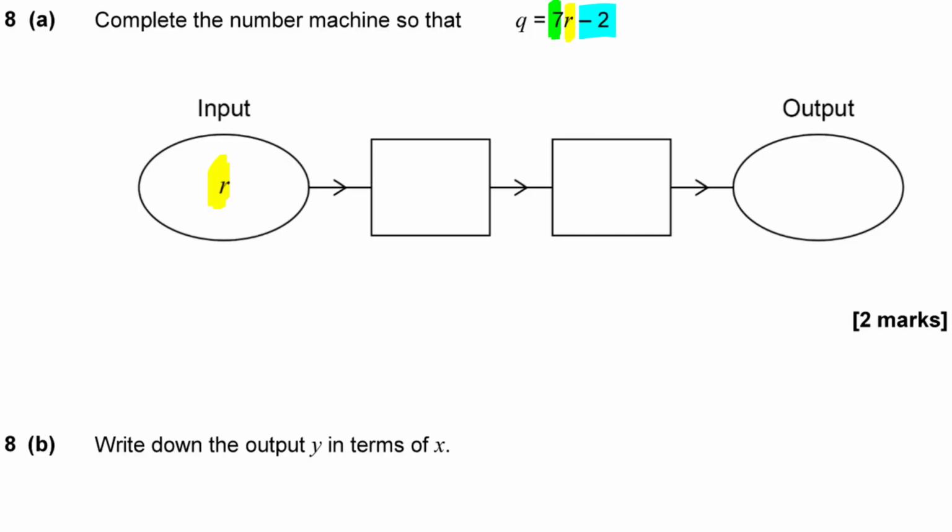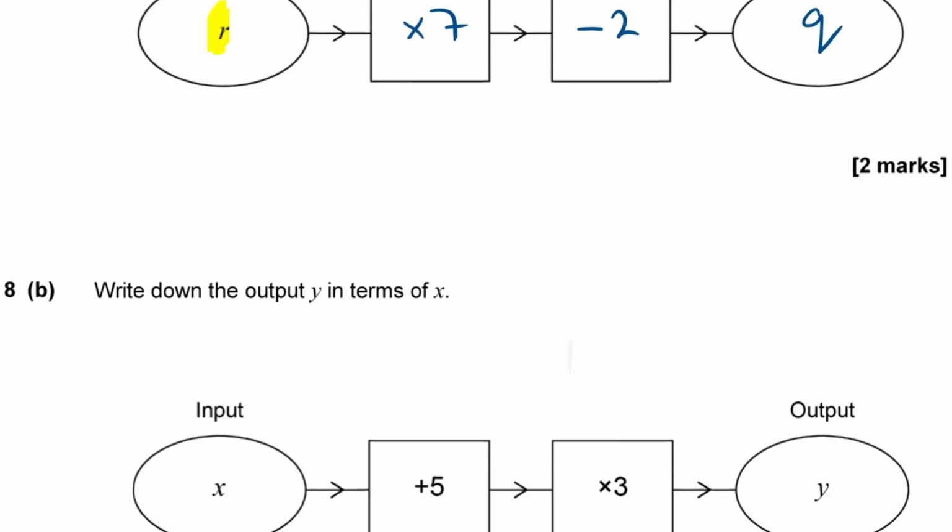So thinking through in terms of BIDMAS, what we're going to do first, we're going to do the multiplication first, because multiplication comes before subtraction. So we're going to take our value of R, we're going to times it by 7, and then we're going to subtract 2. And what do we get? We get Q. So Q comes at the end.